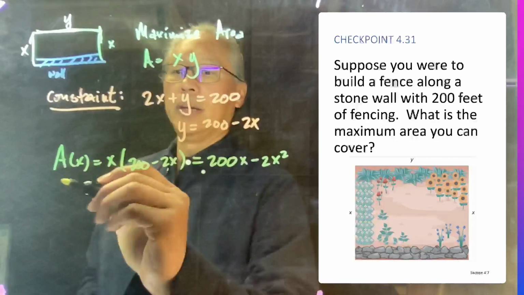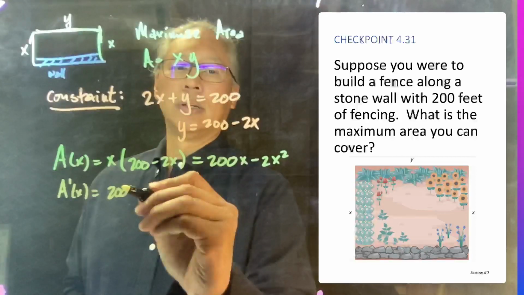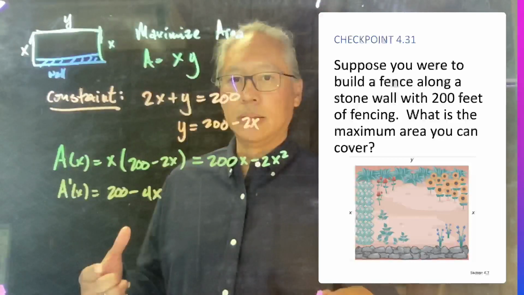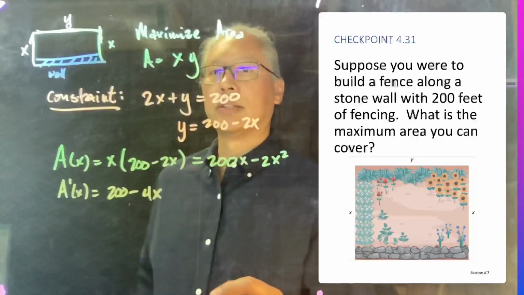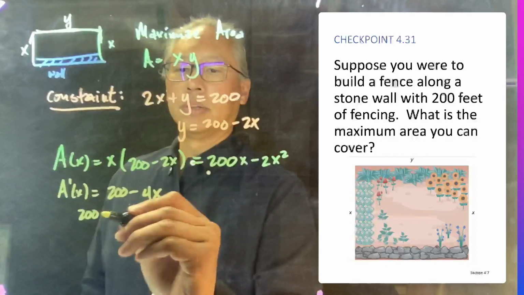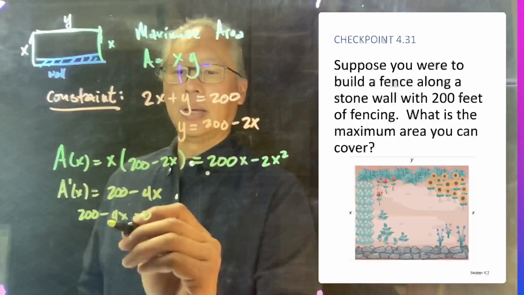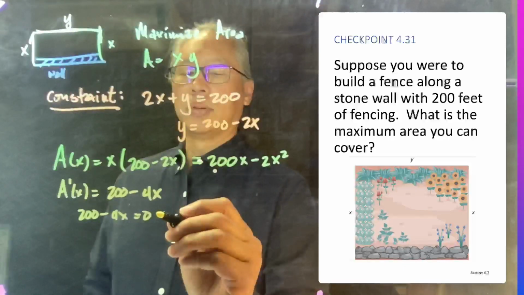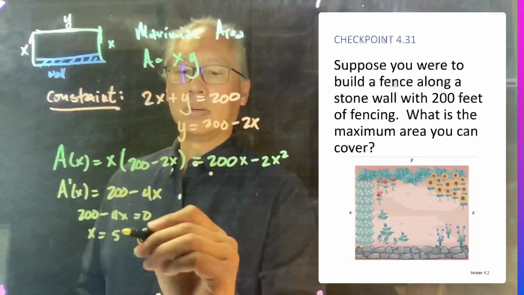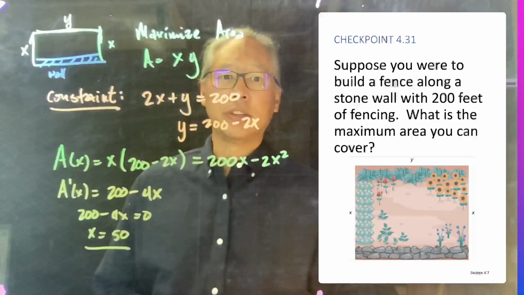So from here we would say A prime of x, and the derivative is going to be 200 minus 4x, and then we'll do the maximum analysis for this. This would be setting this equal to 0. So this is going to give us a negative 200 on both sides divided by negative 4. So x is going to be 200 divided by 4, which is 50. Okay, so x is equal to 50.